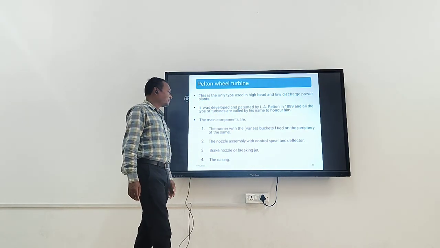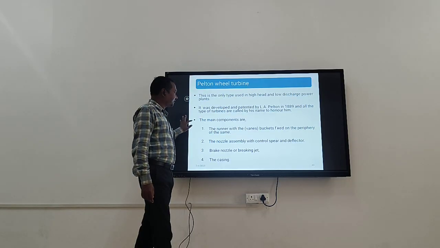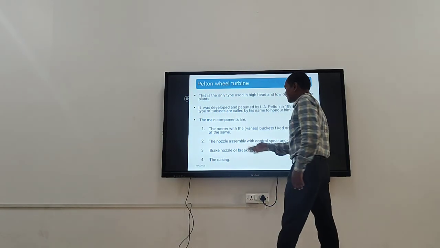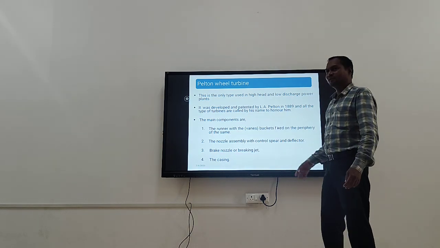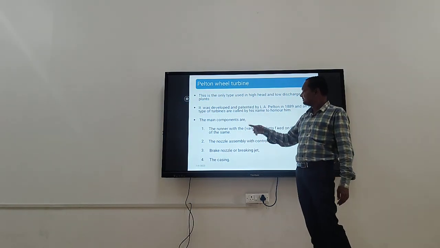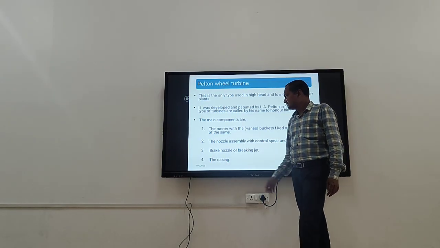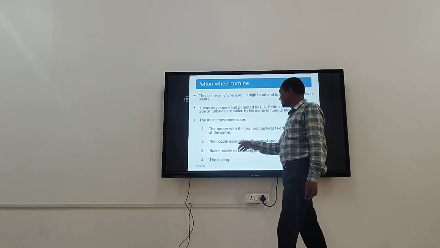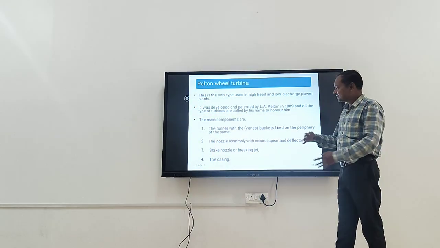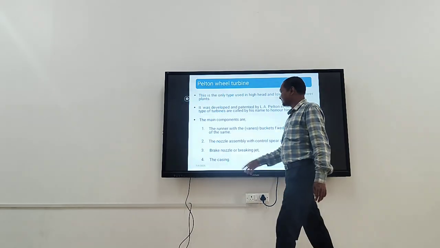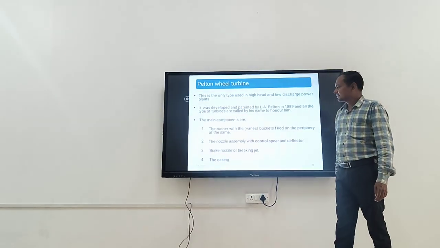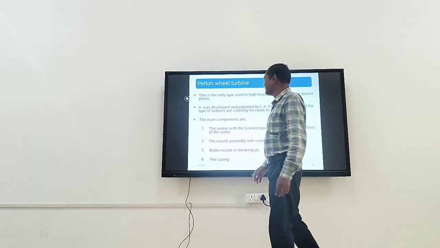So these are the main components of the Pelton wheel turbine. The first main component is the runner with the buckets or vanes, which are fixed at the periphery of the runner. The second one is the nozzle assembly with control spear and deflector. We will see in detail. The third one is the brake nozzle or braking jet. The fourth one is the casing.